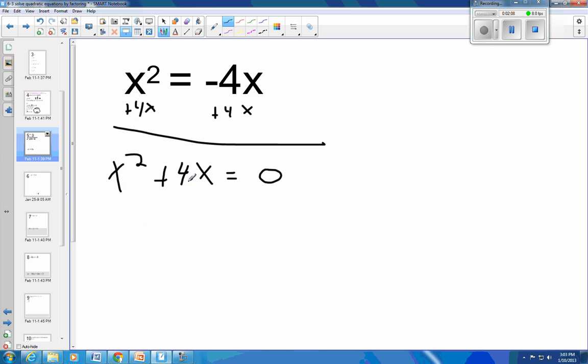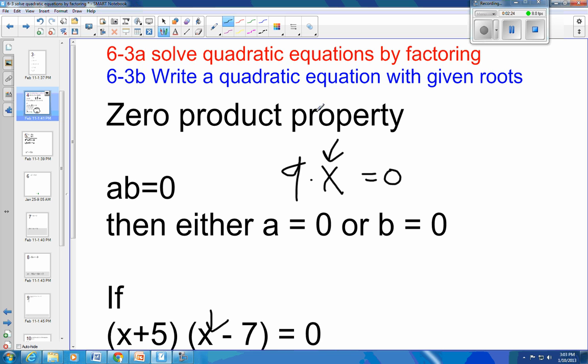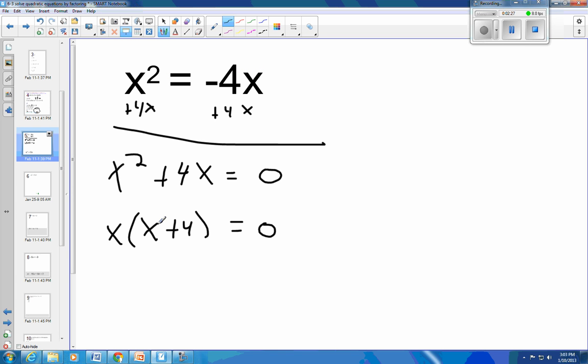So they have in common x. So I'm going to take out an x and write this as x times x plus 4, and that's going to be equal to 0. And if I were to distribute this x, I would get back to exactly what I started with. So I know from my zero product property that if I multiply 2 things together and end up with 0, then either this x would be equal to 0, or this x plus 4 would have to be equal to 0. And then I can solve.